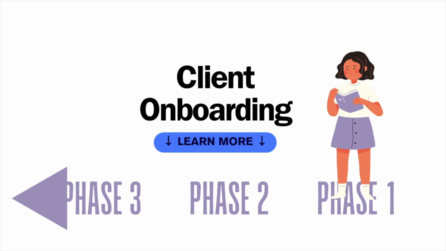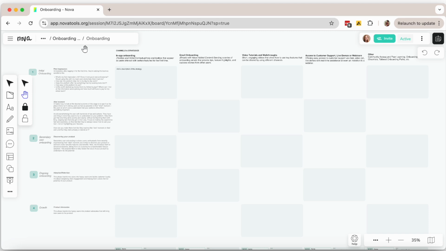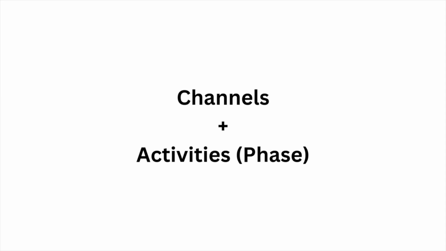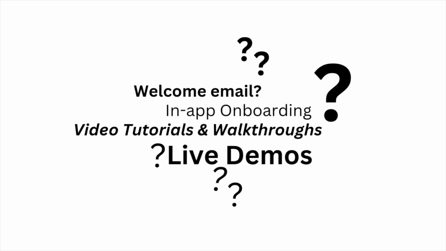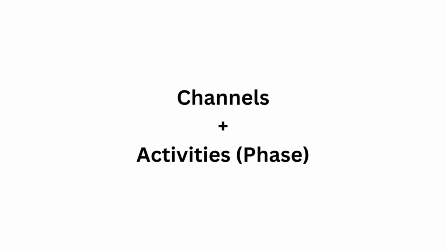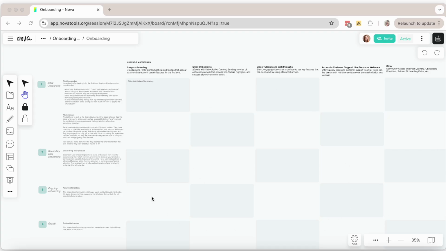When you are onboarding a new client, whether it's for a digital product, a service, or even when launching a new feature or product, you often have to consider two things. First, what channels will you use to communicate, educate, and engage with your clients? Number two, what activities and types of communication will you use in each phase of the process? It seems simple, but this is actually a complex process with multiple decisions to make and often requires experimenting to figure out what works best.